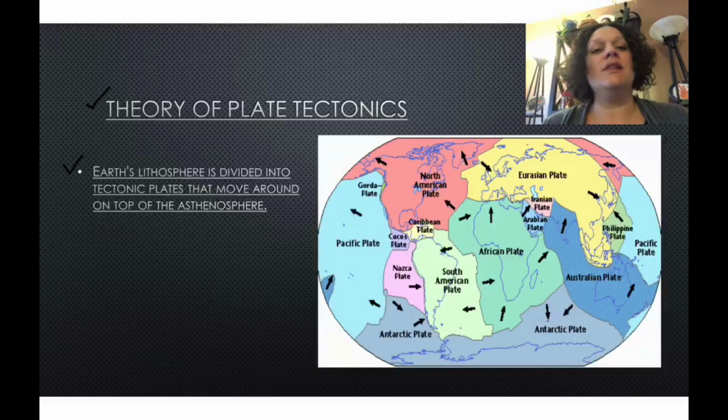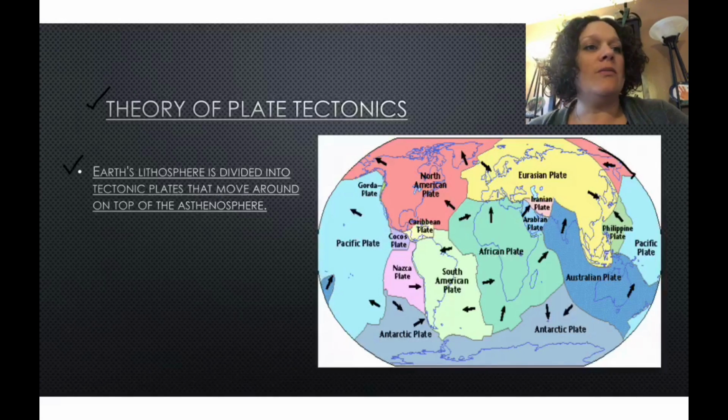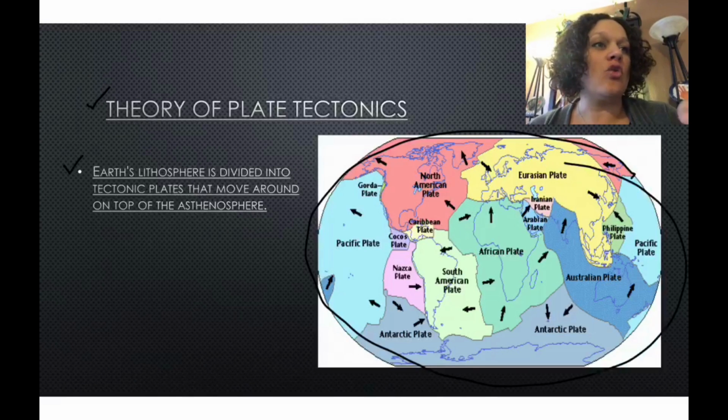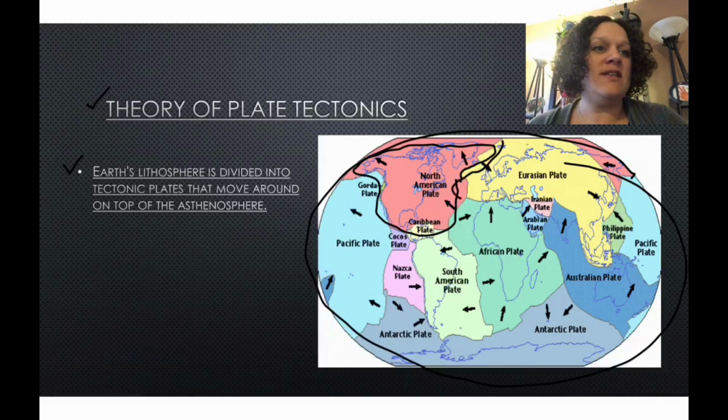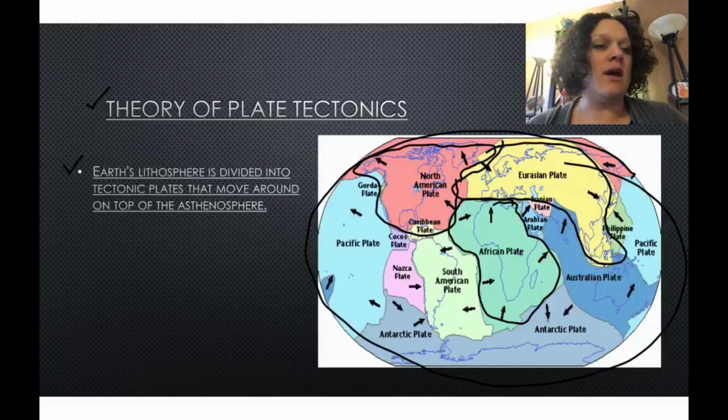So basically the Earth's lithosphere, and that's the outermost shell of the Earth, contains the crust and the upper layer of the mantle. It's basically broken up into all these little pieces, kind of like ice cubes in a punch bowl. So you have all of these different plates that sort of fit together like a jigsaw puzzle. They're all right up next to each other, and they're usually named after the continents that are on them.